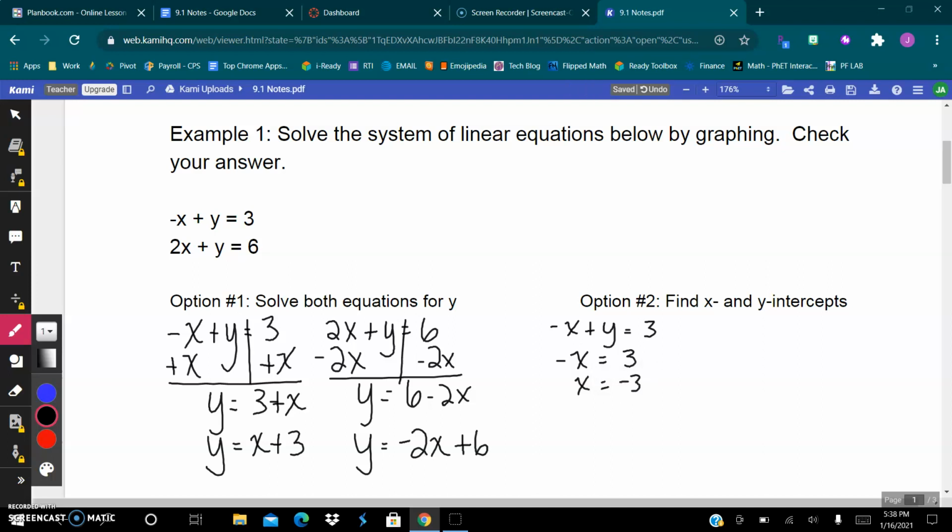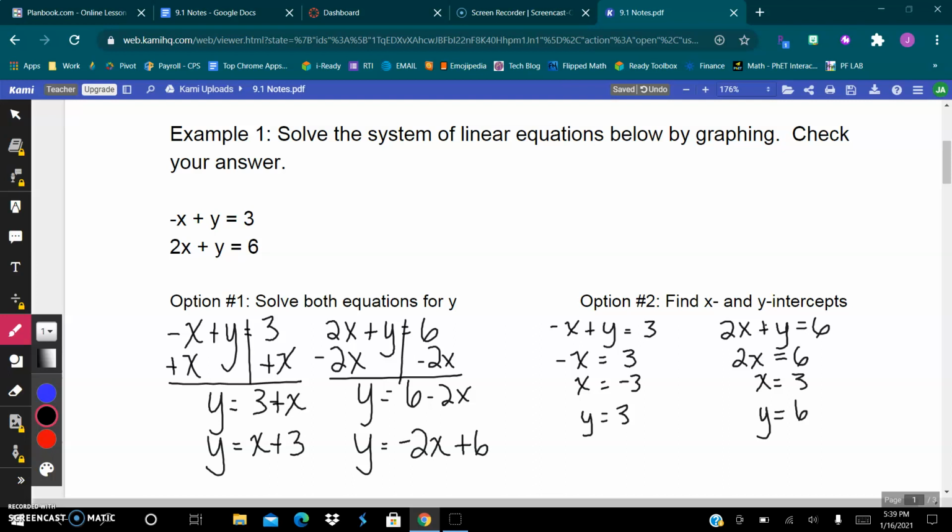Then I have to turn around and do the same thing for the y-intercept. I'm going to put a 0 in for x, so I'm going to be left with y equals 3. And then I have to do the same thing for the other equation. If I put a 0 in for y, I'm going to be left with 2x equals 6, and divide both sides by 2, so x would be 3. And then if I put a 0 in for x, we would just have y equals 6 left, because 2 times 0 is 0, so that would be gone.